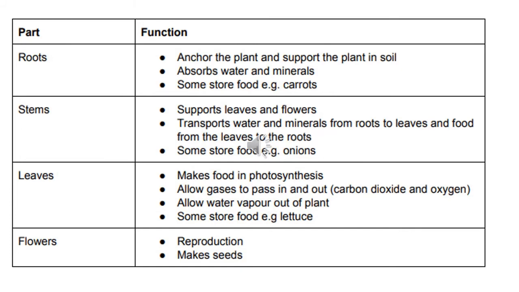Roots. Roots are the ones that support the plant and they absorb the water for the plant. And they sometimes also store food, like we eat carrot. Carrot is a kind of root. It is a kind of taproot. Then the stem. Stem is the one that supports the leaves and the flowers. It transports water from the root to the different parts of the plant. And some of the stems are the ones that we eat, like onions. Onion is a stem that we eat.